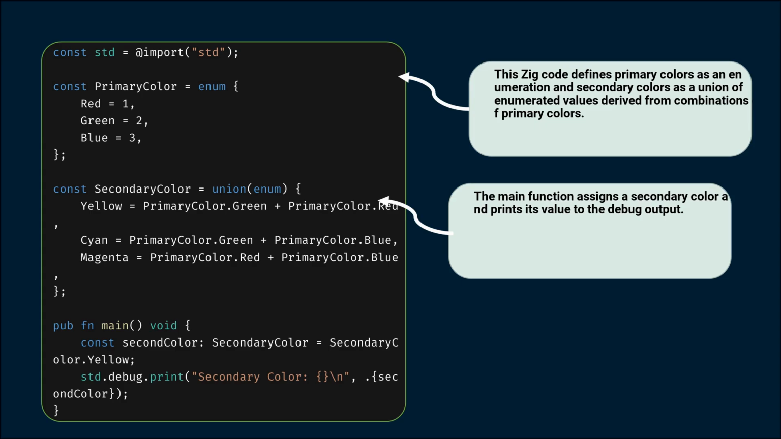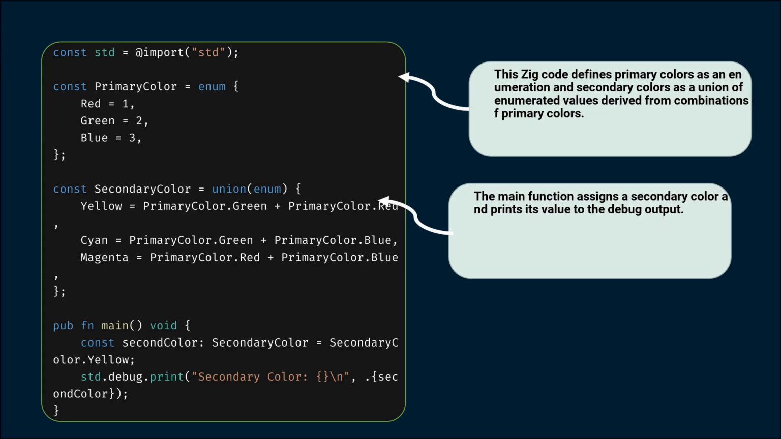Next, we introduce a union enum named secondary color. Rather than creating separate constants for each secondary color, we derive them from combinations of the primary colors. For instance, yellow is created by adding green and red, cyan is produced from green and blue, and magenta is a result of blending red and blue. This approach cleverly keeps the original color values intact while extending the enum's functionality, demonstrating code reuse and clarity.